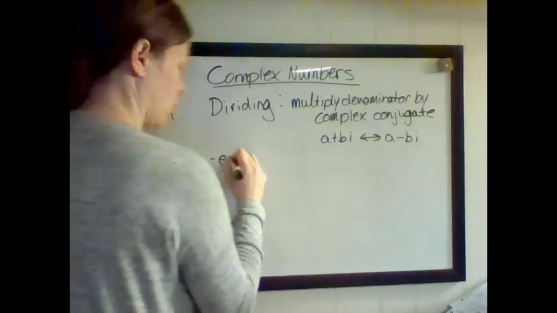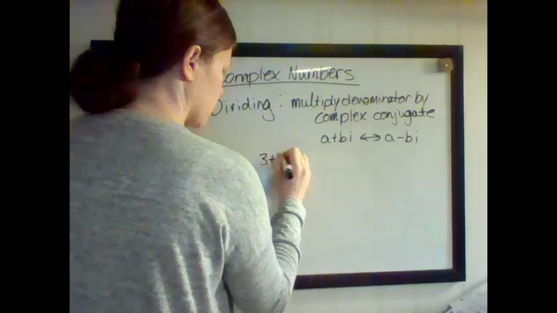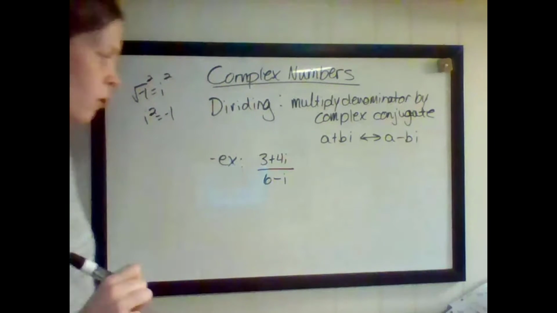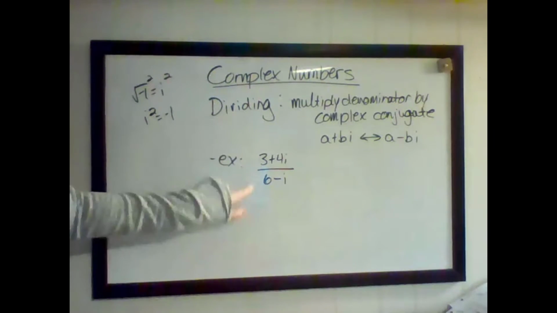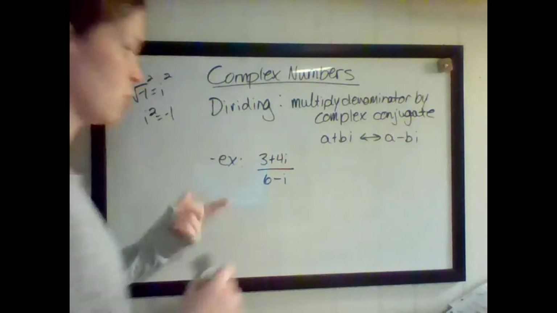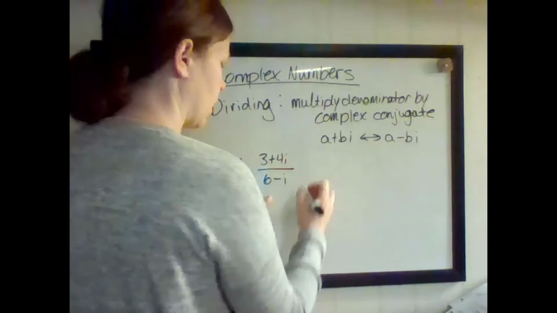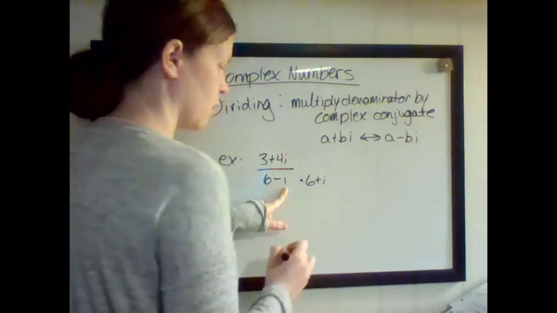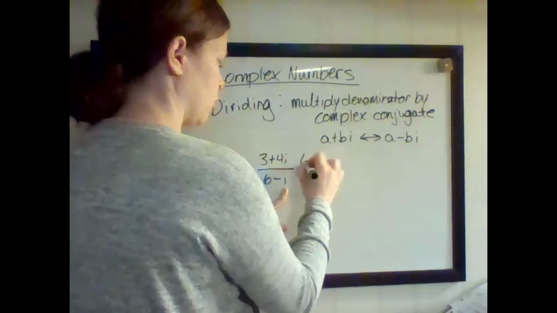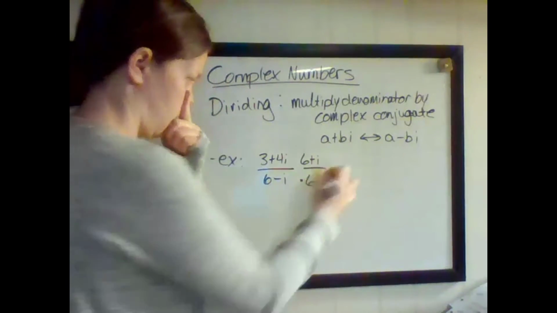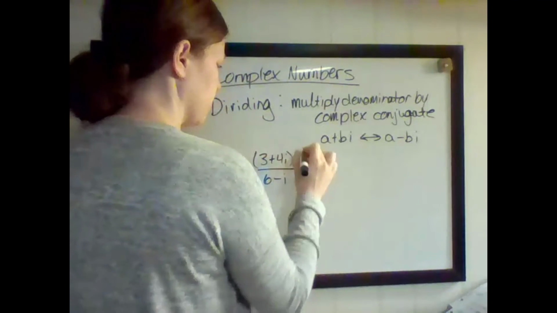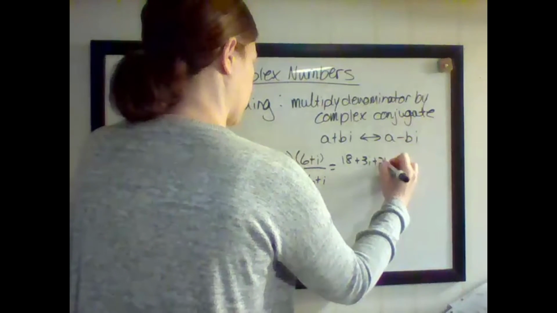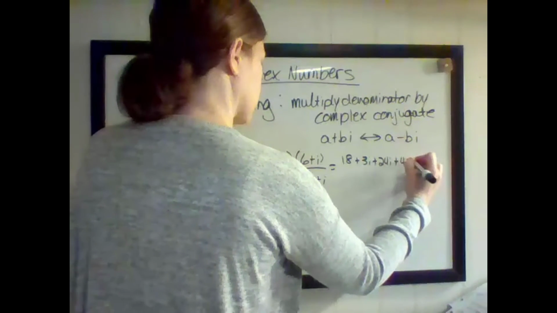So, if I have 3 plus 4i divided by 6 minus i. The goal is I want to take this divided by this, which means I want to combine them, so the way I do that is by multiplying by the conjugate. In this case, it's 6 minus i on the bottom, so I'm going to multiply by 6 plus i. I have to do the same thing on top now. So on top, I will have 18 plus 3i plus 24i plus 4i squared.